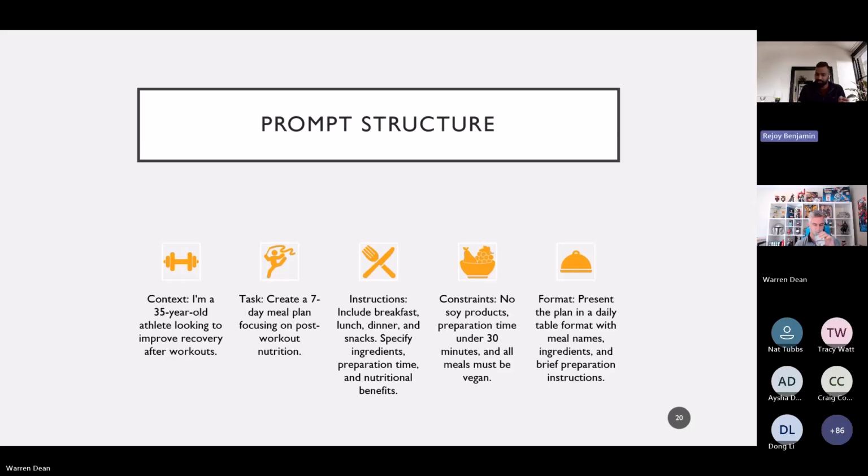And the constraints that I have here are no soy products, the preparation time should be under 30 minutes, and all of the meals must be vegan. Finally, the format would be to present a plan in a daily table format with meal names, ingredients, and brief preparation instructions. One thing you could add here is the role you want it to play. You can say, assume that you are a dietitian who is proficient in dealing with recovery for athletes. This prompt would then be so powerful that it would give you exactly what you want, because you have given all the detailed information it requires. So this entirely would be a great prompt structure for you to follow.